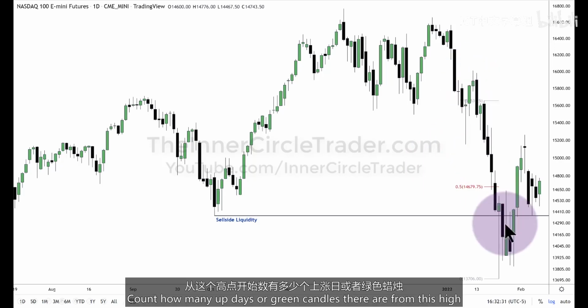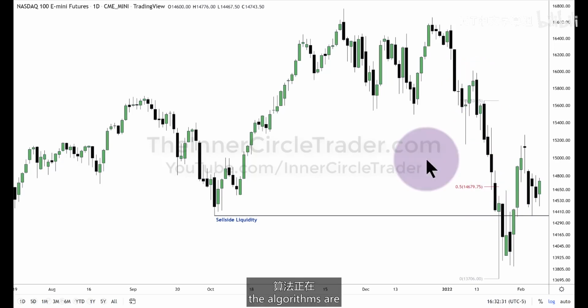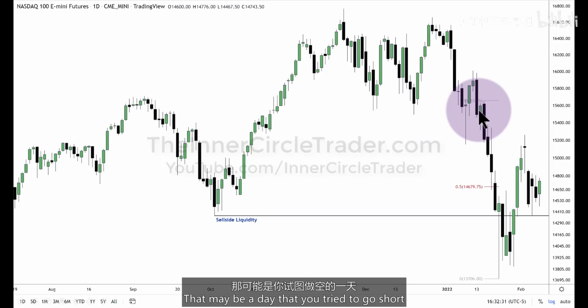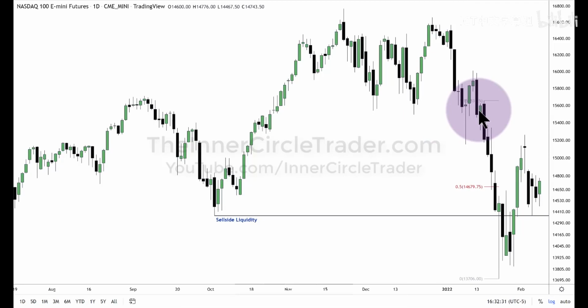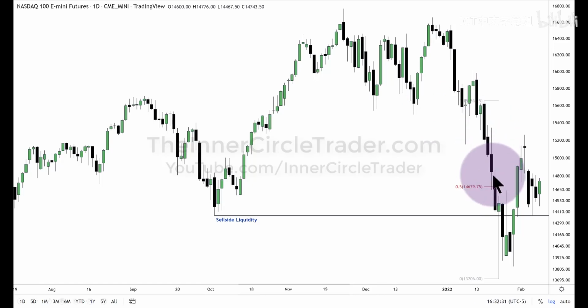Count how many up days or green candles there are from this high and this high down to that low. 1, 2. Real important. So the delivery by the algorithms are spooling. That means prices expanding and going directionally one way. When that occurs, there's going to be times where you have an up-close candle. That may be a day that you tried to go short and maybe you've lost. Okay, no big deal. Same thing going into the next day, looking for shorts.